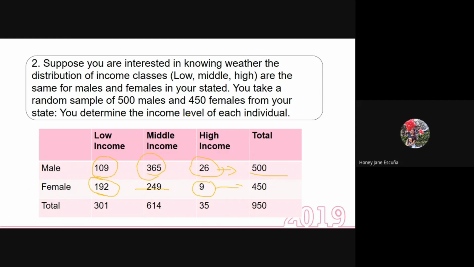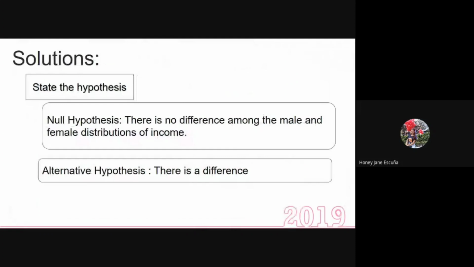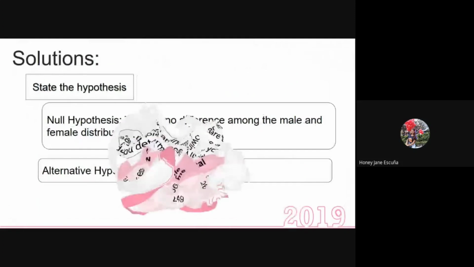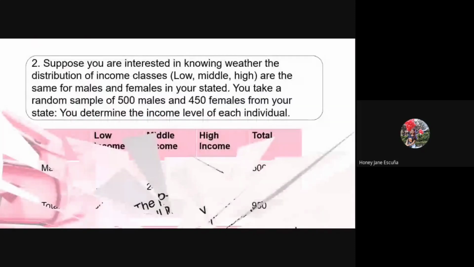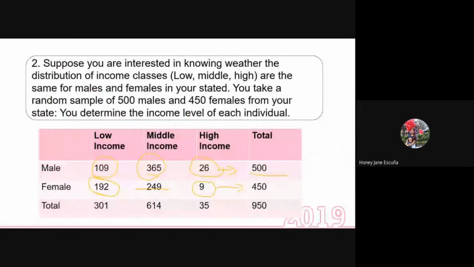So total females are 450 samples. For our total low income samples, we have 301. Middle income samples in all are 614. High income, we have 335. So our total sample size is 950.